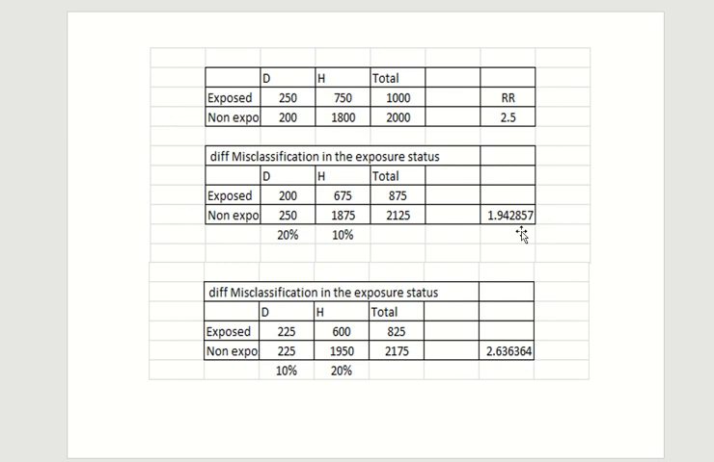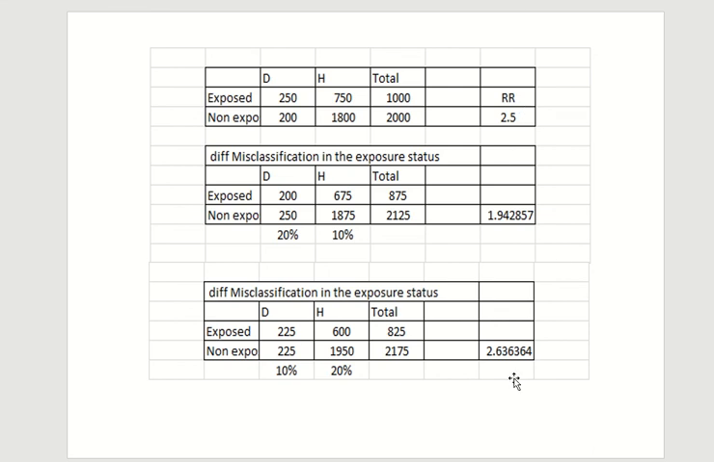And if I calculate the relative risk, it comes out to be 1.94. Now, in that specific example, it happened that the relative risk was again biased towards the null. Since the real one is 2.5, the bias is 1.5, and therefore the bias was pulled toward 1, and therefore the bias is towards the 1.